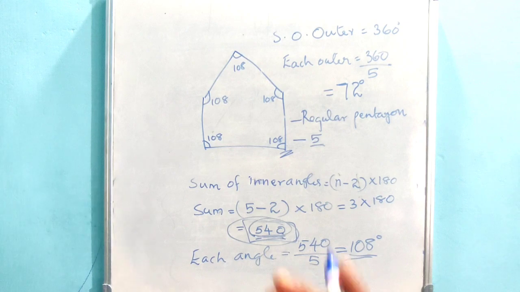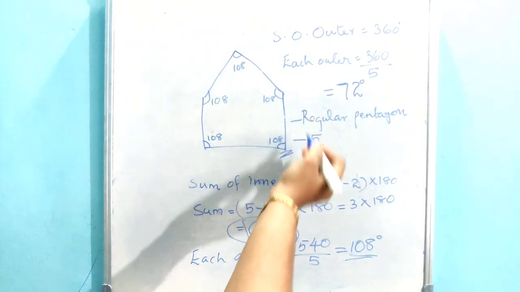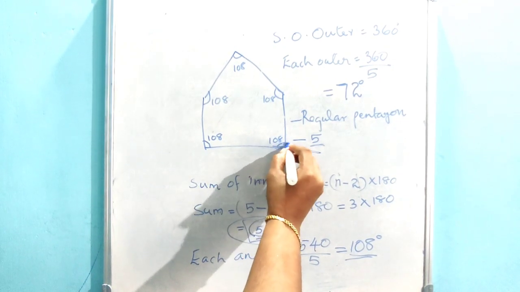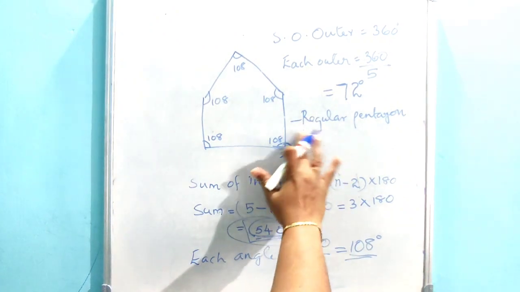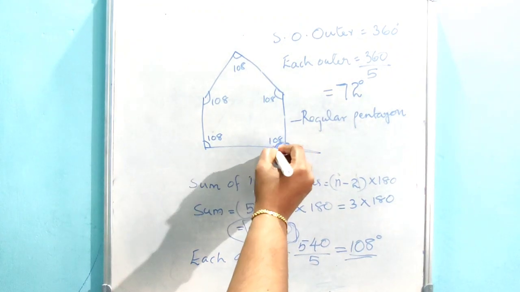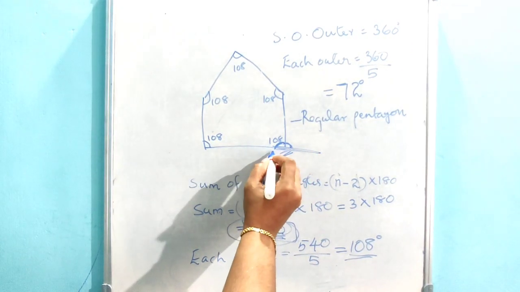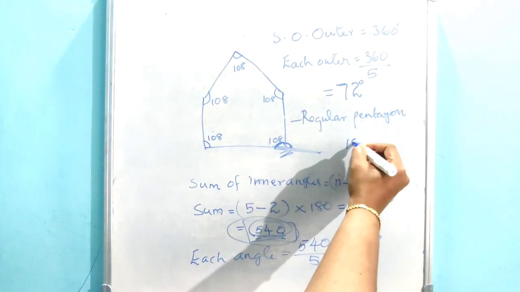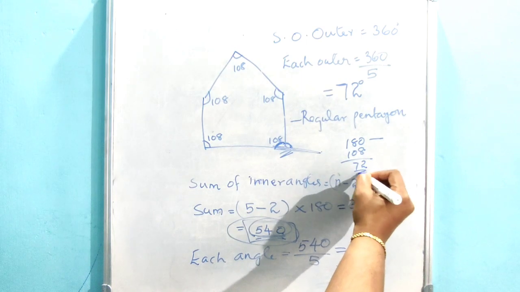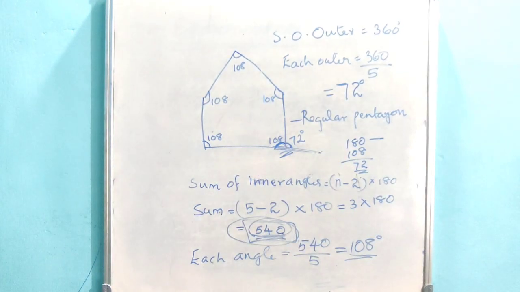Or else we can find the one outer angle this way. We know that one inner angle and one outer angle form a linear pair. Here we have one inner angle equal to 108. Then one outer angle is equal to 180 minus 108, that is equal to 72. In both ways we get the same answer, 72. That is, for a regular pentagon, one inner angle is equal to 108 and one outer angle is equal to 72 degrees.